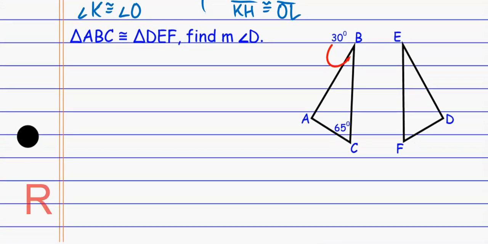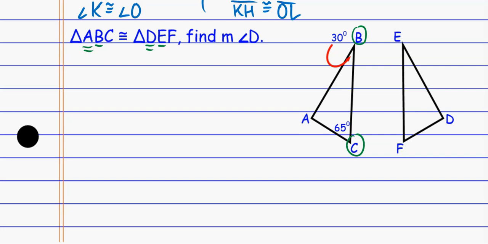If we look at something like this, it says triangle ABC is congruent to triangle DEF, and I want to find the measure of angle D. Once again, looking at this diagram, I've got angle B and angle C labeled, which means I know angle A matches angle D, and angle B matches angle E. So I can transfer these over to the other triangle.